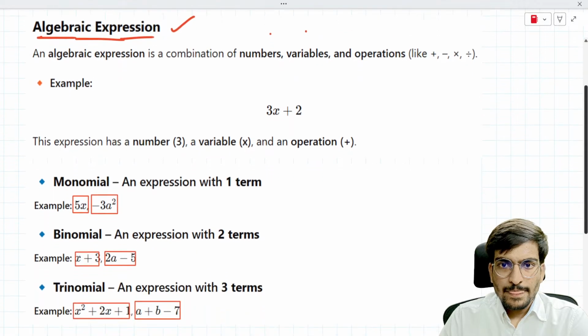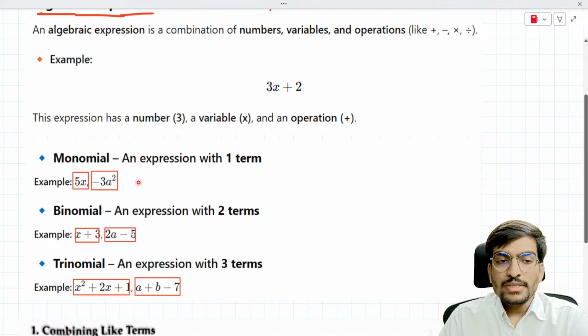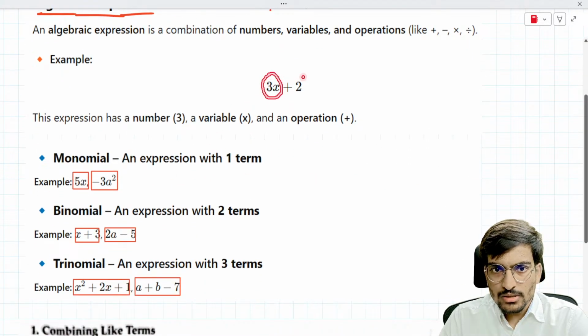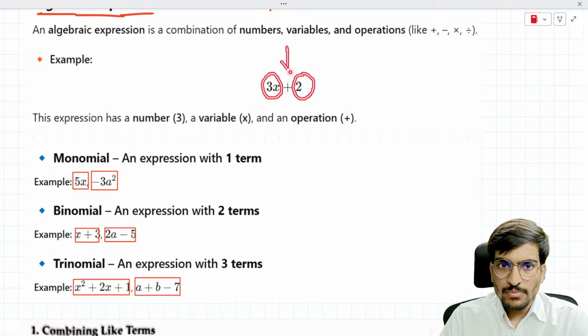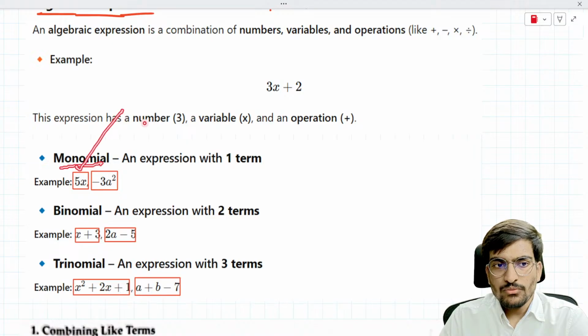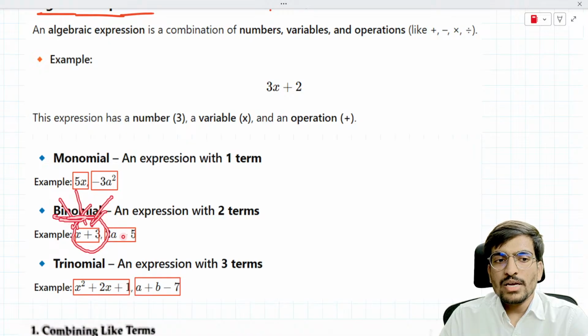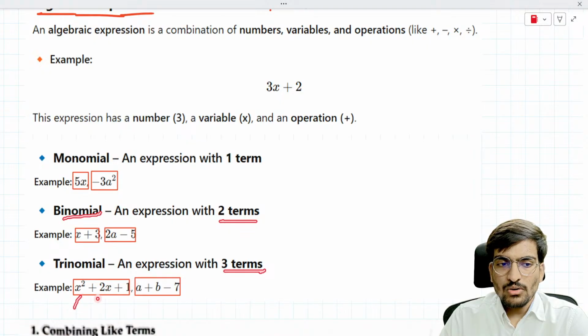And here you can see terms. This is called one term and this is called another term, separated by the operation positive. A monomial is only one term, a combination of a few things without an operation, which we call a term. Here these are two terms separated by a positive sign, so we call it a binomial. If it is two terms, binomial. If it is three terms, we call it a trinomial. So these are two examples of a trinomial.